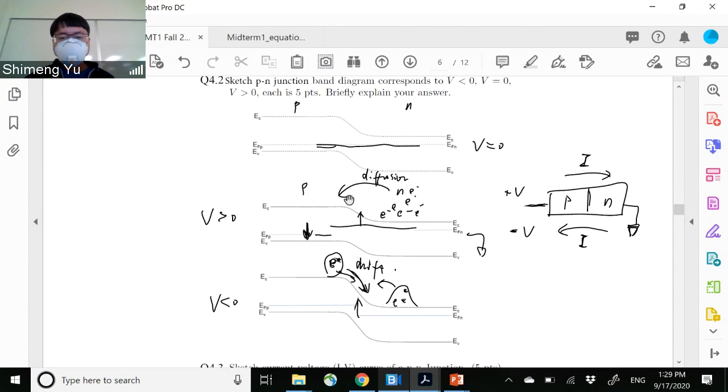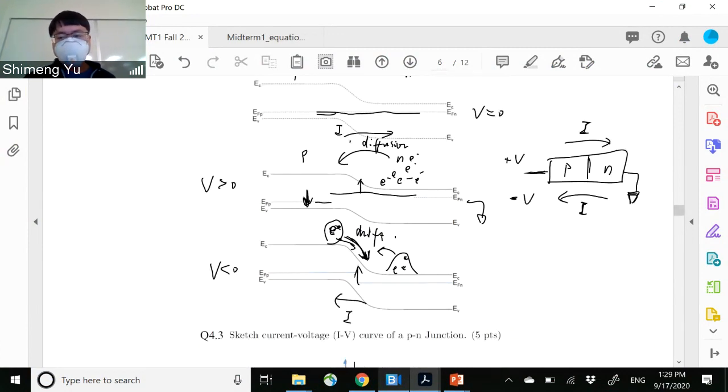This is also true here, right? So you see here, in the forward case, the diffusion current by the electrons moves to the left. But this is electron flow. Then current, by definition, is opposite to the electron. So in the forward case, the current goes this way, right? And in the reverse bias, the electrons go this way, and then by definition, current goes this way. So this is exactly the same as we drew here.